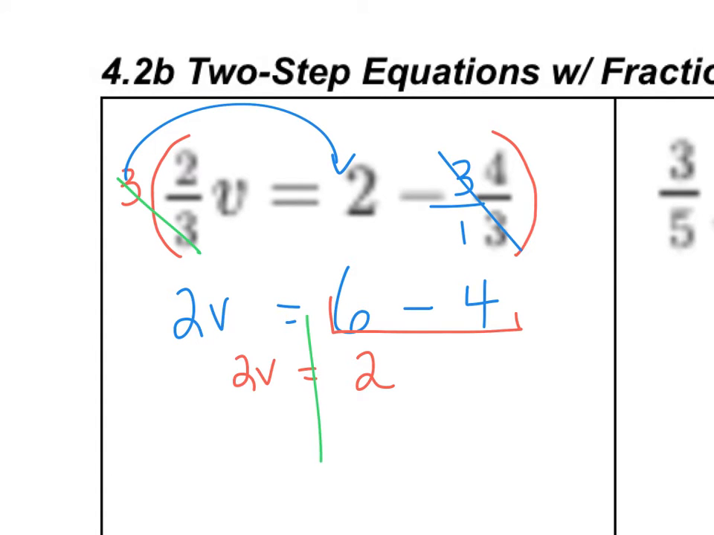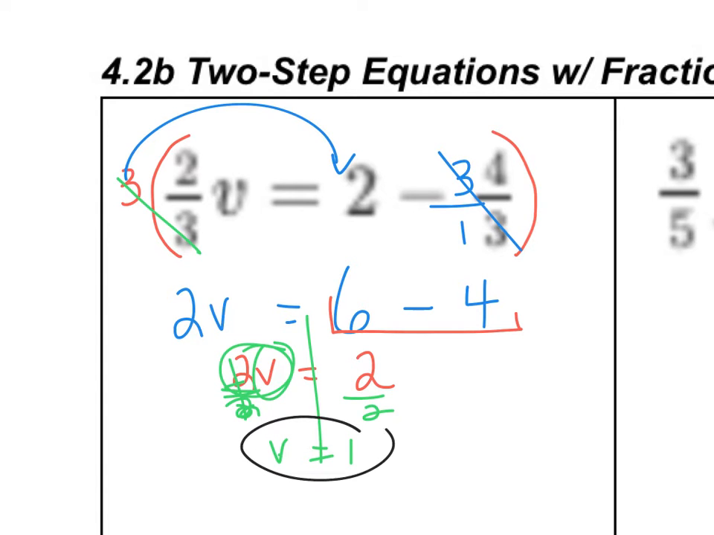Well, what do I want to do? I want to find my equal sign, isolate the variable, divide by 2, because this is multiplication right here, so divide by 2 on both sides, and v would equal 1. All right, let's try the next one.